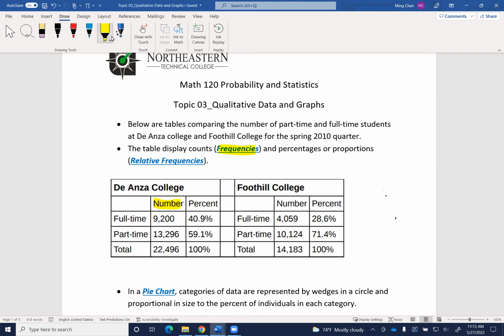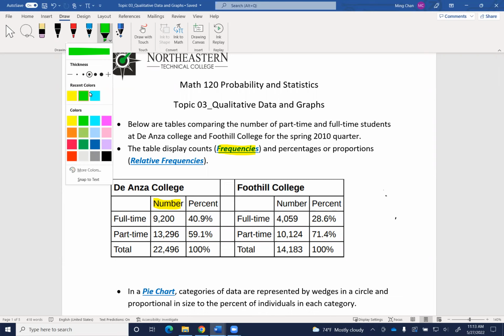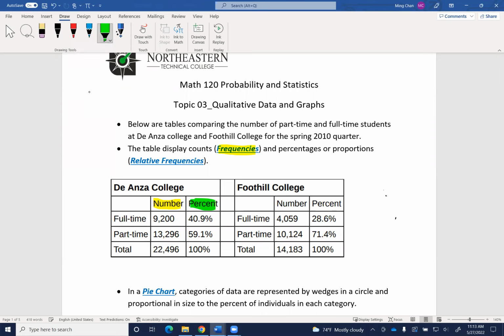And the percentage, this percentage, is also called proportions or relative frequencies. So percent, relative frequency, and proportions are basically saying exactly the same thing. The categories here are part-time and full-time.